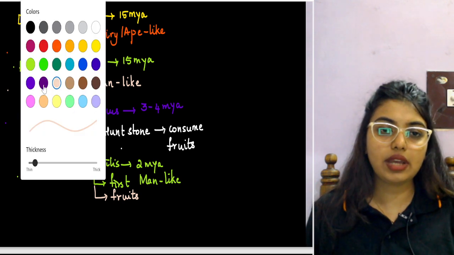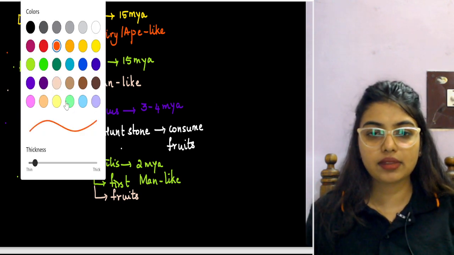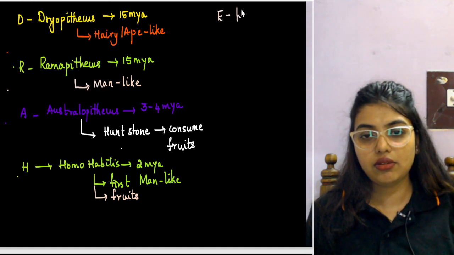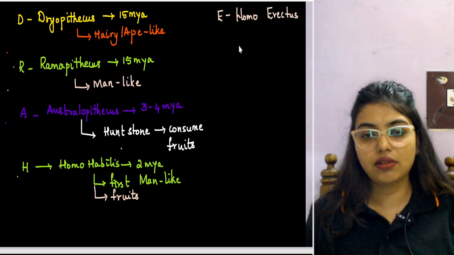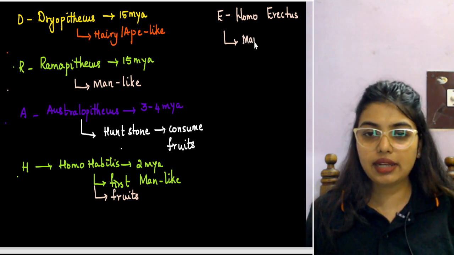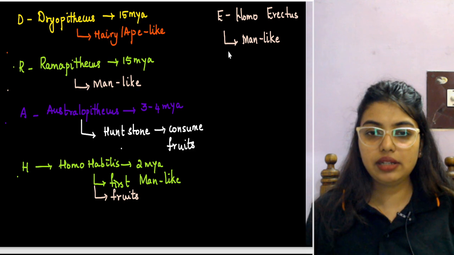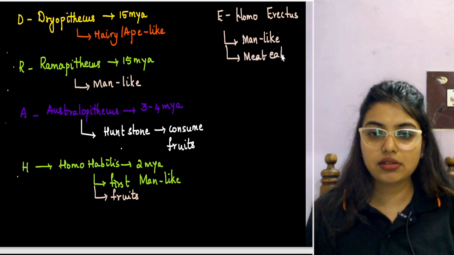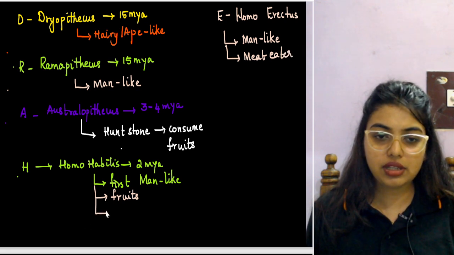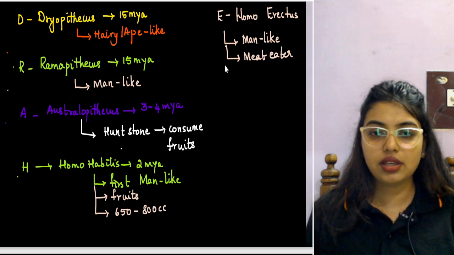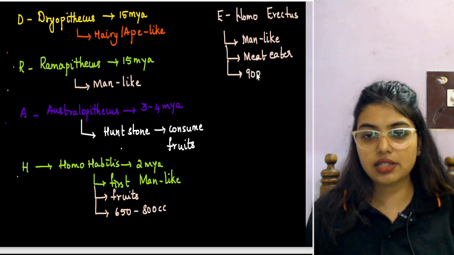Then came your Homo erectus. Homo erectus, students, they were definitely man-like. They started eating meat, they were meat eaters. Here also write one more thing. Their brain capacity was 650 to 800 cc. Here their brain capacity was 900 cc.